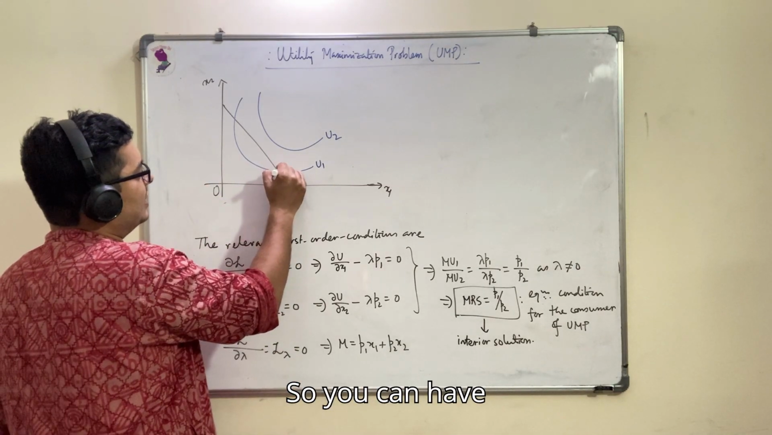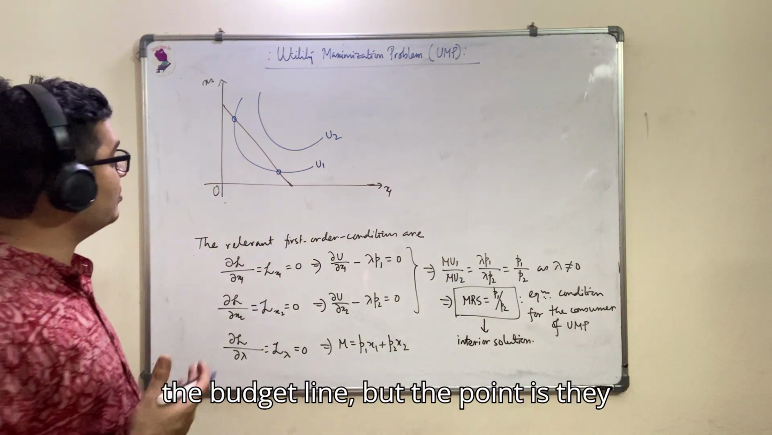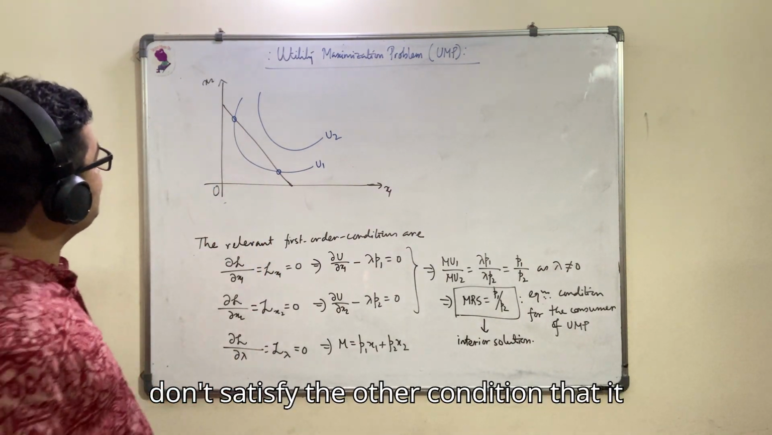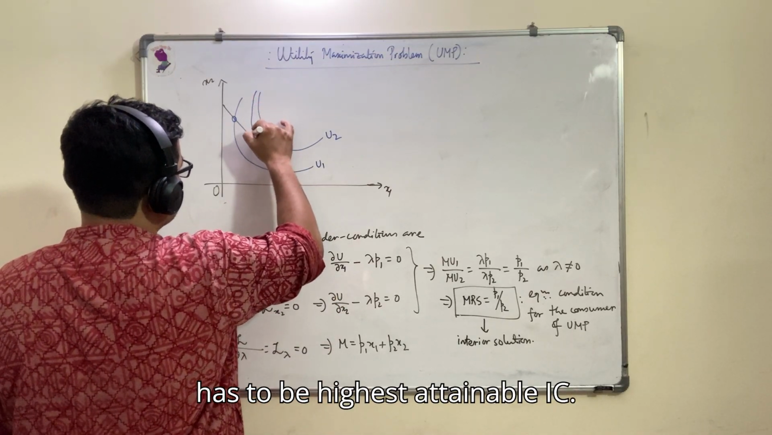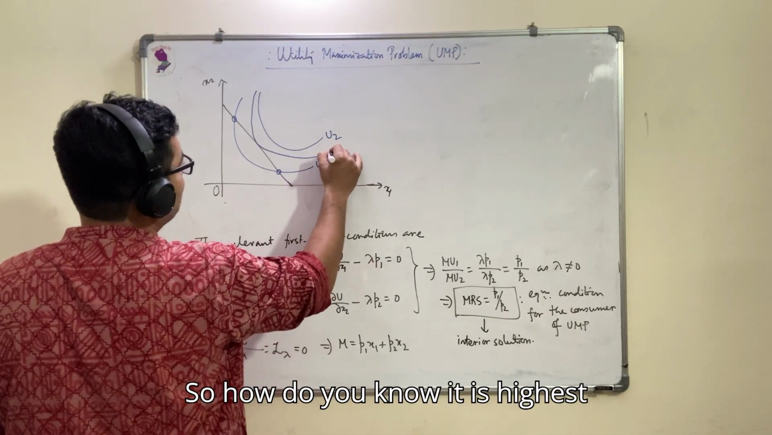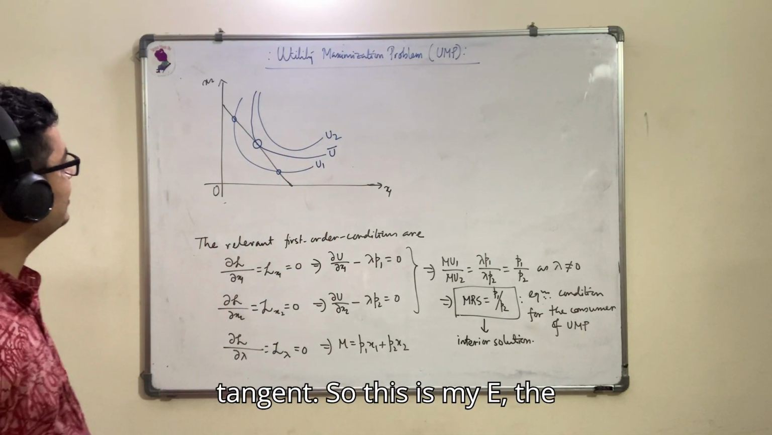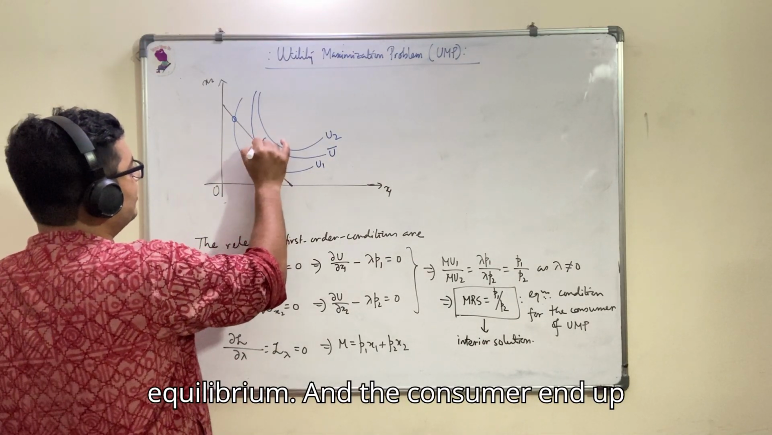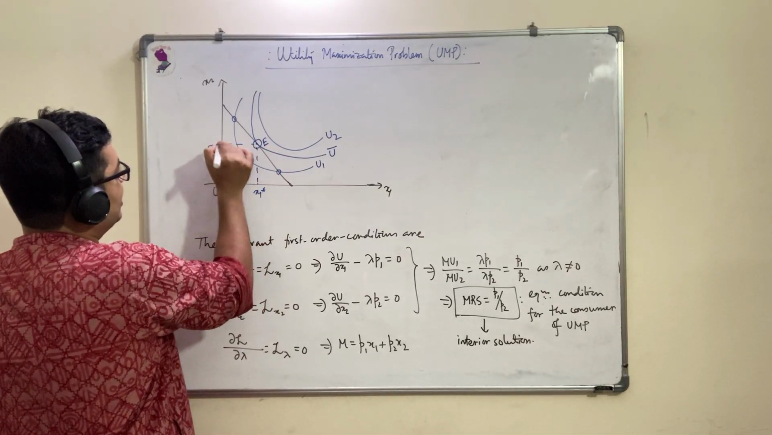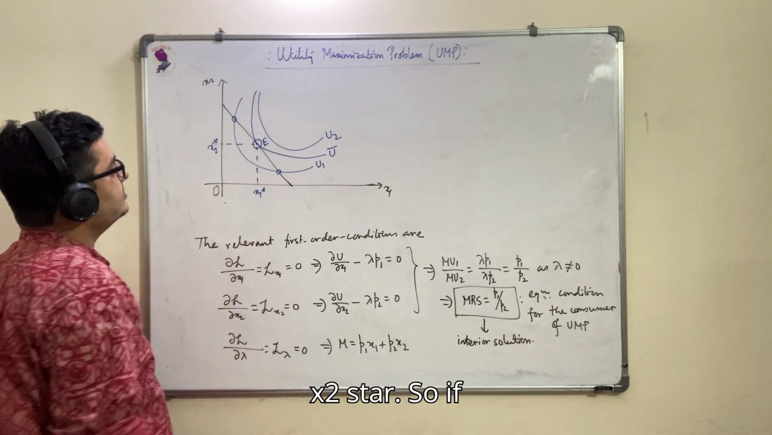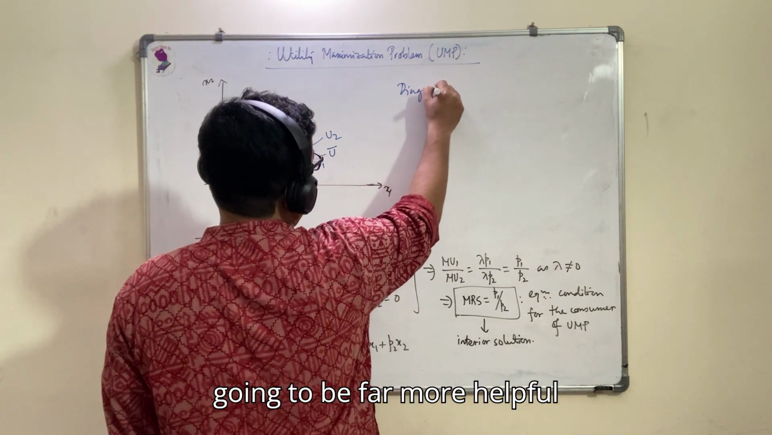So you can have bundles of these 2 points, they are on the budget line, but the point is they don't satisfy the other condition that it has to be the highest attainable IC. So how do you know it is highest attainable? Because it's a tangent. So this is my E, the equilibrium, and the consumer ends up with x1 star, x2 star.